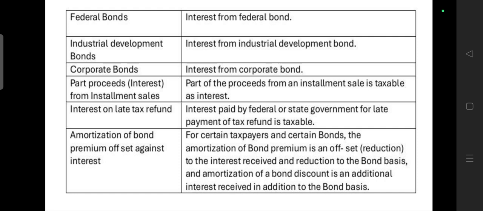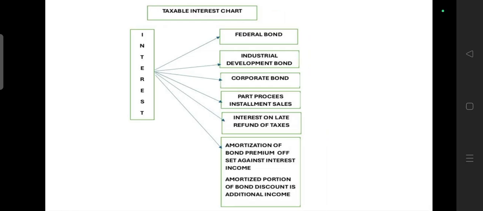Same 10,000 US dollar I will yield, and I receive 10% interest. On a 10 lakh US dollar value, 10% will be 1 lakh. And that 1 lakh interest plus this amortized portion will become my income. So in short, let's just move through this diagrammatic example for summing up.